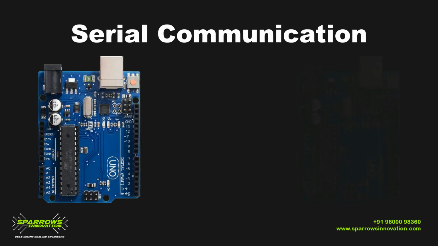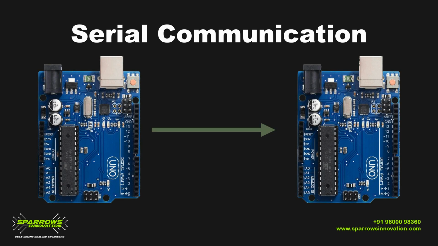What is serial communication? Serial communication is nothing but a data transfer between two devices or two microcontrollers serially. You can transmit the data serially or you can receive the data serially. This is called serial communication.